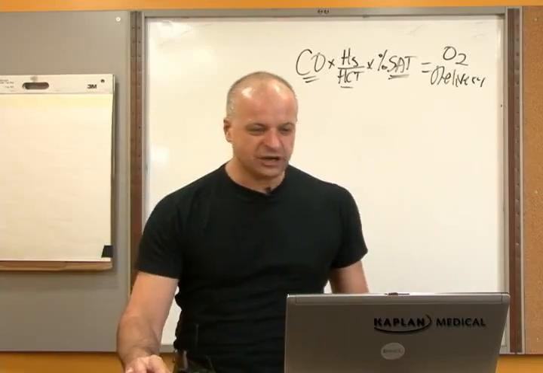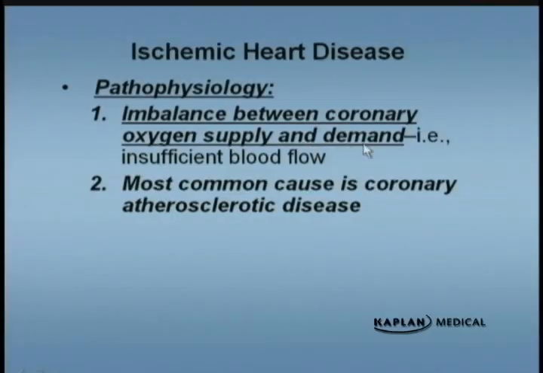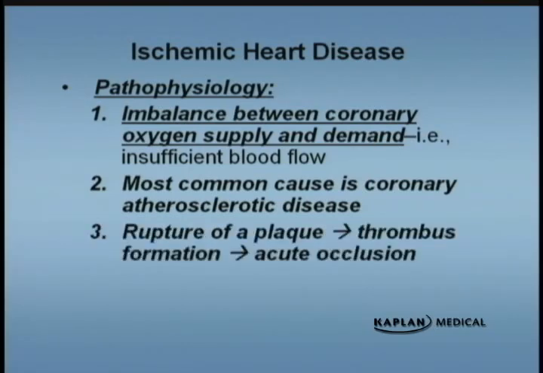Carbon monoxide poisoning is an imbalance between supply and demand. The hemoglobin is not giving it up to the tissue. It's not releasing it to the tissue. So carbon monoxide poisoning causes an infarction.